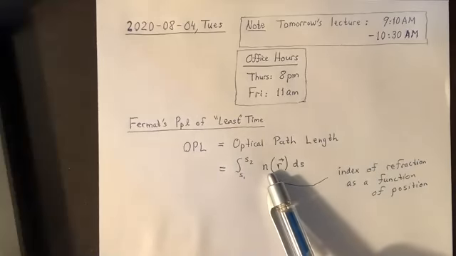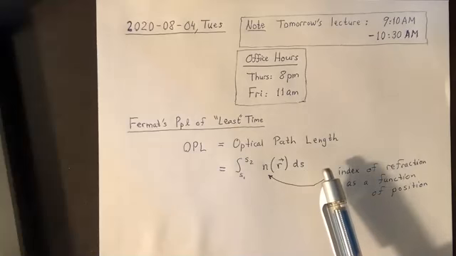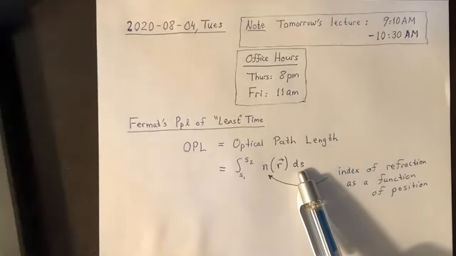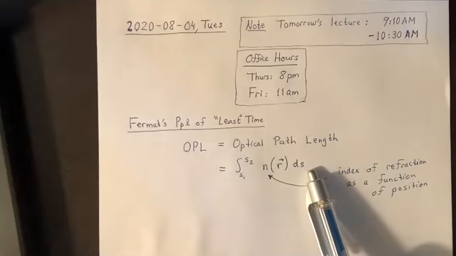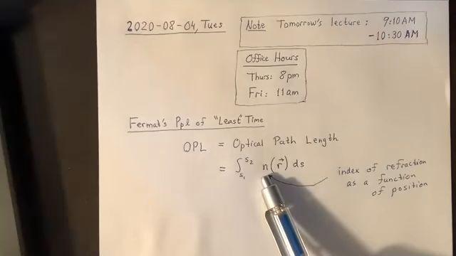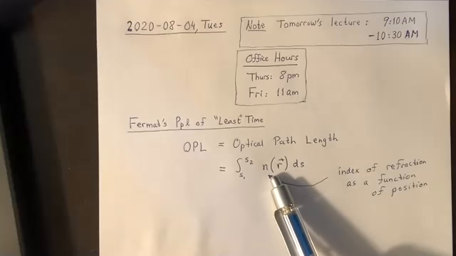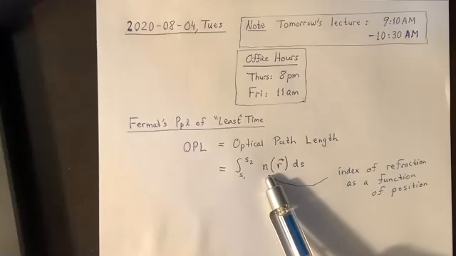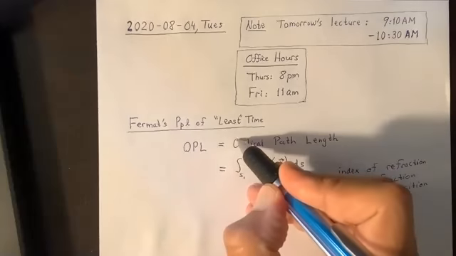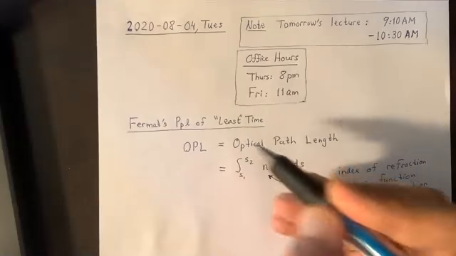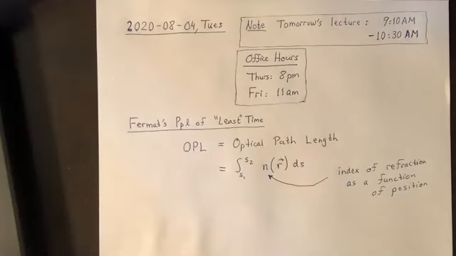If you deleted that index of refraction, it would just be the path length, right? If you integrate ds along any path, that per definition gives you the length of the arc, okay? So it's the inclusion of this index of refraction that gives us the optical path length. This is what is relevant for the transit time for light.